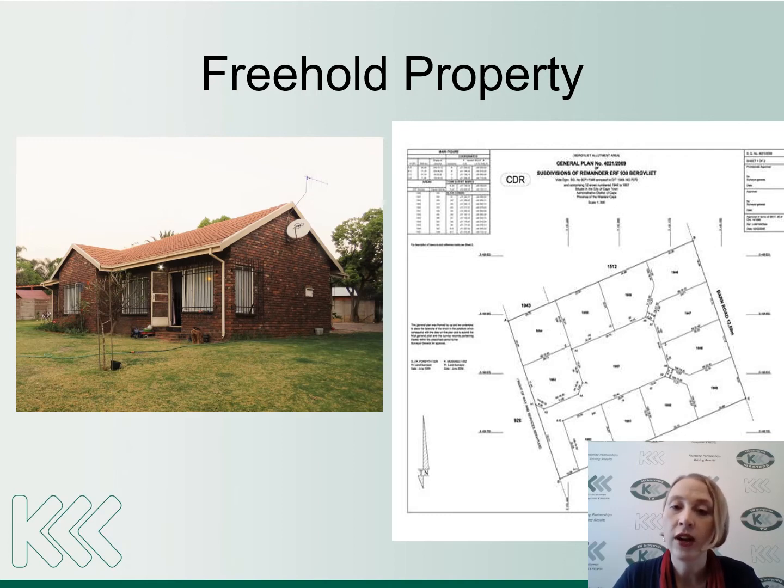As you can see from our little sketch here, this is an example of a subdivision diagram where a bigger piece of land was subdivided into smaller portions as well as an entrance portion and a common property portion in the middle, which will be your roadway or pathway to what will then probably be a little small estate.